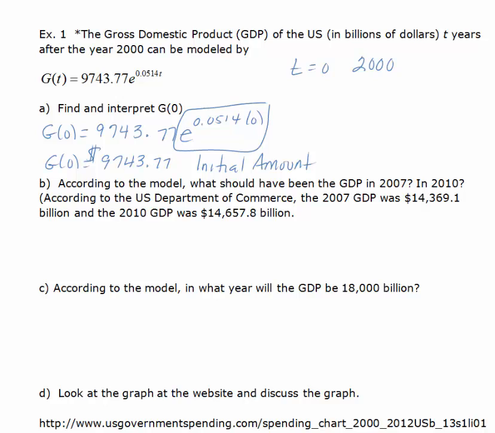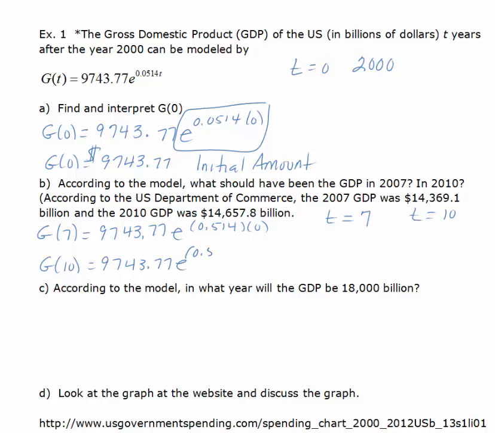So I want to know what the GDP was in 2007, so that would correspond to a t value of 7, because we're 7 years after. And in 2010, t would equal 10. So let's evaluate both of these on our calculator. We have g of 7, which would be 9743.77 e to the 0.0514 times 0. And then we want g of 10, which would be the same function, only we will now replace t with 10. I'm sorry, that should be a 7. Let me fix that. To the 7.